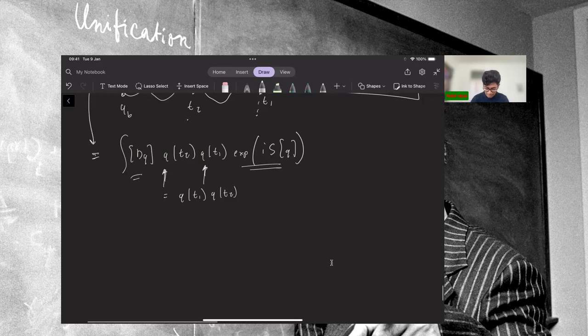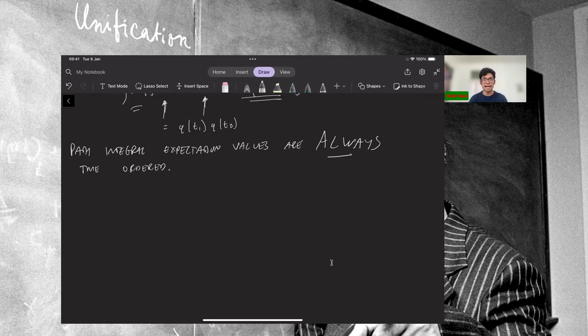So what that means is path integral expectation values are always time ordered. Okay. So you have encountered the time ordering already in your life in the interaction picture of quantum field theory, which you all know already. This is another place where it comes up. If you're trying to do a path integral, then you will always get a time-ordered expectation value.